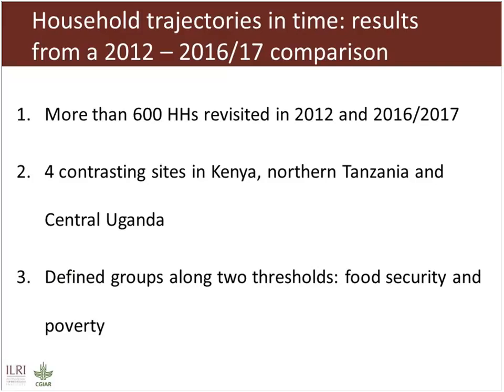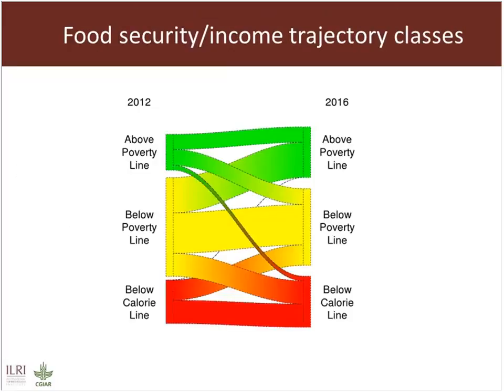To be able to analyze change over time, we defined groups along 2 thresholds. Yes or no, can you potentially achieve food security? And yes or no, can you get above the poverty threshold, where the poverty threshold is a much more stringent threshold than the food security threshold? So how do those trajectory classes look? These are the results. You get in the end 3 groups: below the calorie line, where calories are used for the food security assessment; then in between food security and poverty; and the households that are above the poverty line.